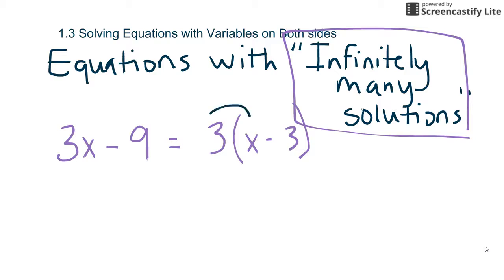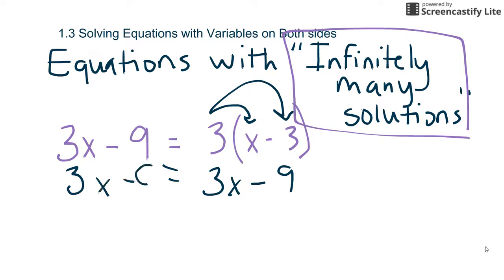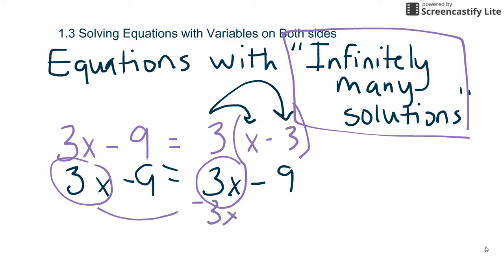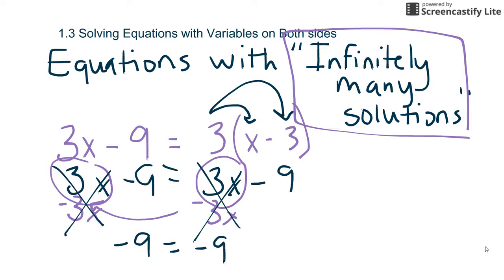So I see distributive property. Okay, so we distribute. Sorry about that. So we distribute and we get 3x minus 9, and then we bring down this other side. Okay, so again, we keep going. I've got variables on both sides, so I'm going to move them across. Minus 3x, I'm going to scoot it right over here, minus 3x. And what happens is these x's are gone and these x's are gone. You're left with negative 9 equals negative 9.